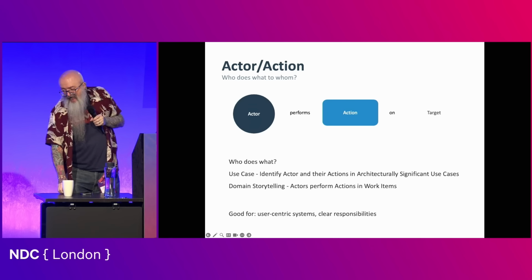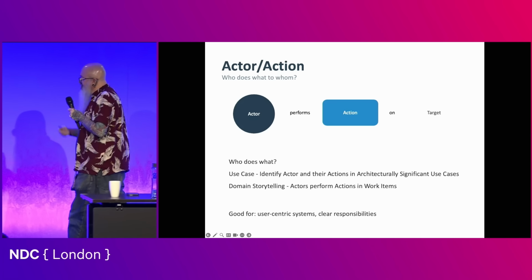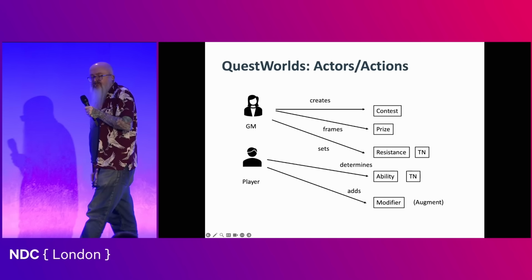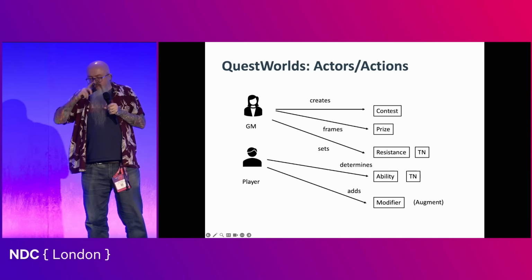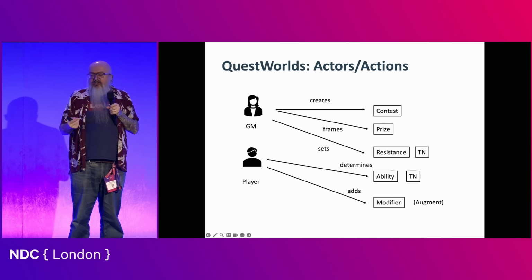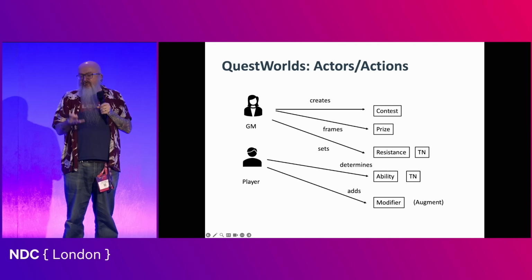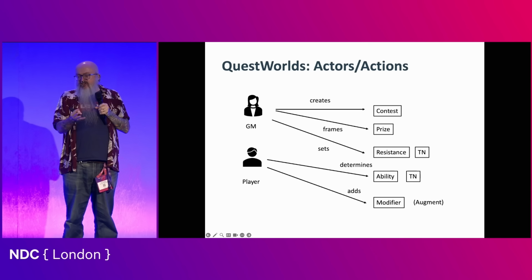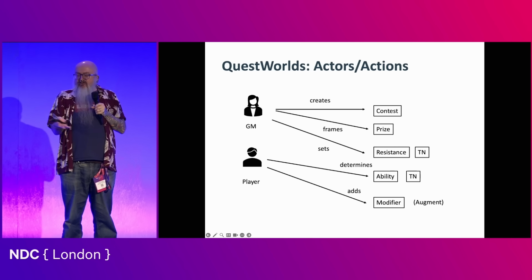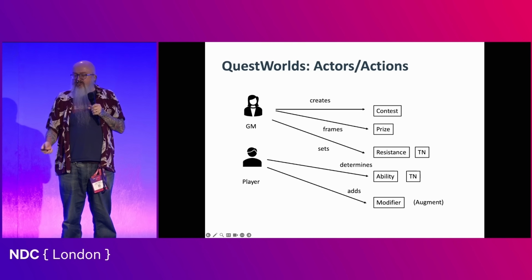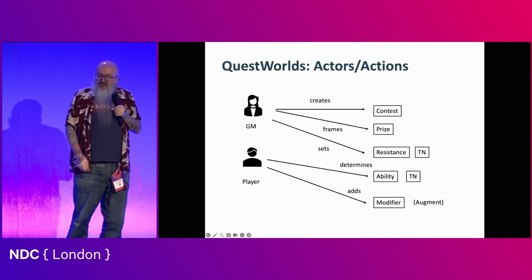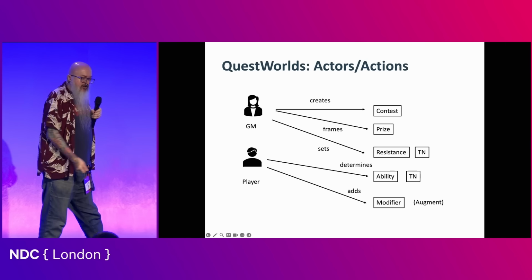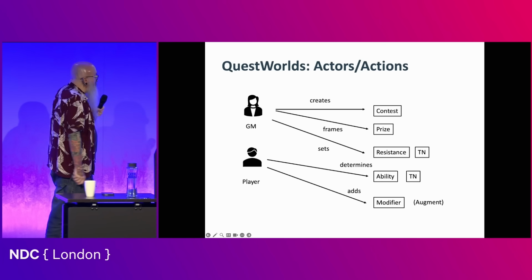In some cases you get kind of both, but it's easier to show you a bit of a diagram here. So here you can see what's happening is the GM is creating a contest, framing the prize for the contest, setting the resistance. The player is determining their ability and adding their modifier, right? So we can think about what we're doing in terms of actors and actions.